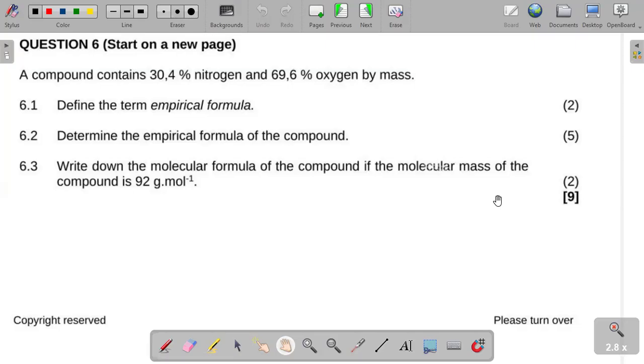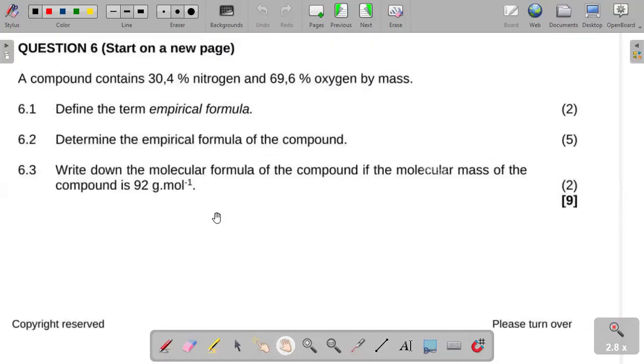Welcome to lesson 7. In this lesson, we're just going to do empirical formula. It's a short question on empirical formula. We are still doing chemical change, isn't it? This is where we are still using the table.